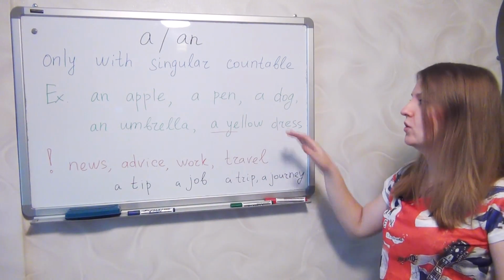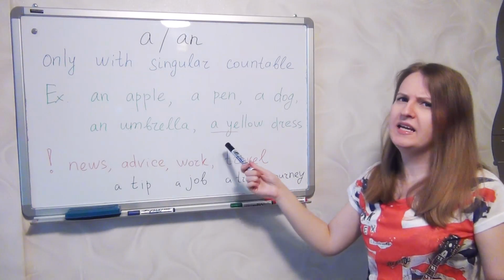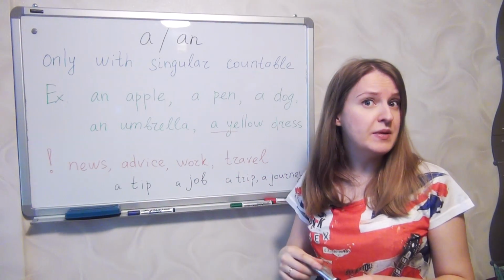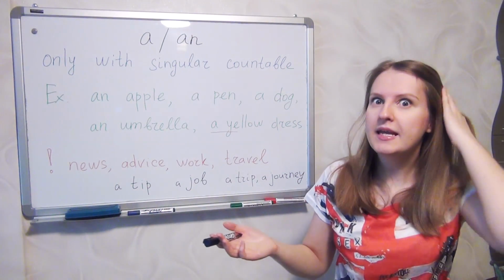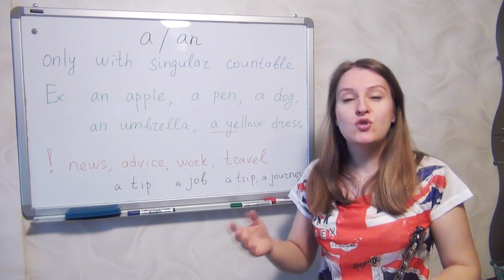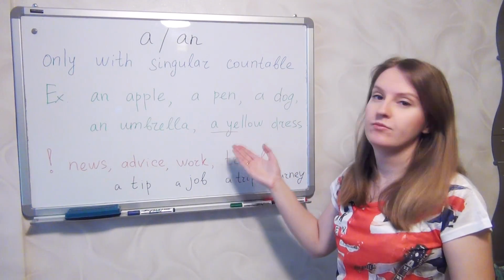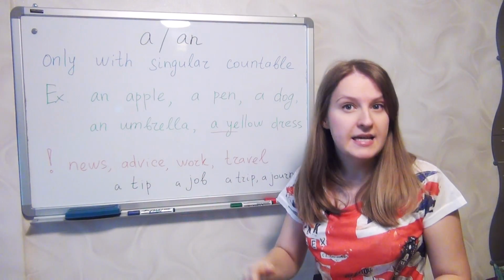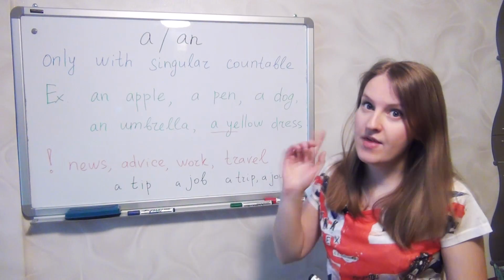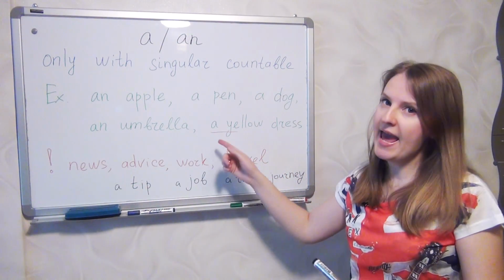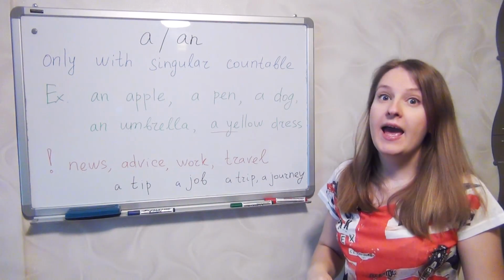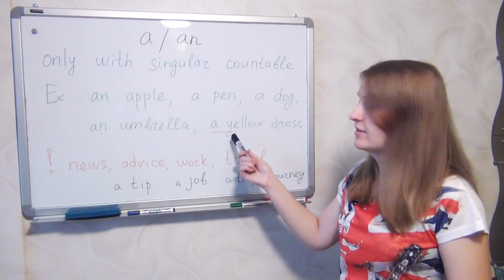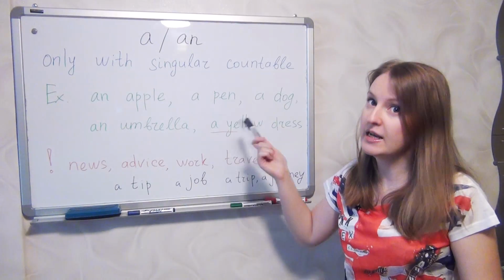And a yellow dress. Y is considered to be, is supposed to be a vowel. But at the beginning of words, it's usually pronounced as Y, and Y is a consonant sound. That's why we say "a", not "an" yellow dress. A yellow dress. This is a consonant sound at the beginning of the next word.